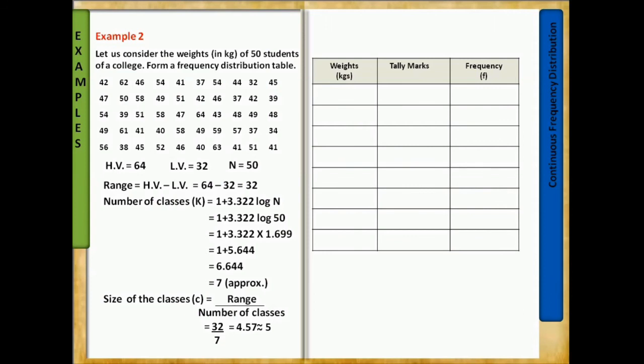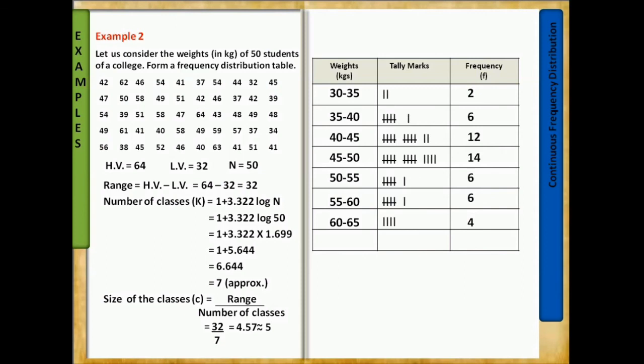Here the lowest value is 32. According to the rule of classification, the lowest number of the first class interval should be a multiple of 5. Therefore, here the first class interval is 30 to 35. In the second column, we need to write their respective tally bars, and in the third column, write their values. At last, write the total.